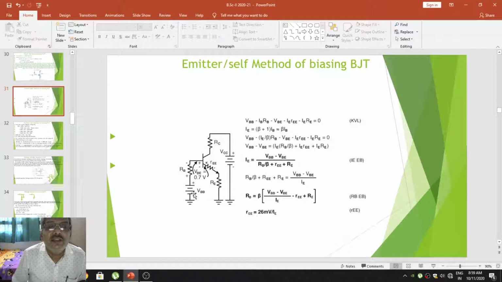Due to connecting VBB, IB will be the base current that flows, and it will develop the base emitter voltage VBE. We can analyze this particular circuit. From this circuit diagram, we can write VBB minus IBRB minus VBE minus IERE equal to 0. This loop we are considering and we are applying Kirchhoff's voltage law to this particular loop. That's why VBB equal to IBRB plus VBE plus IERE.